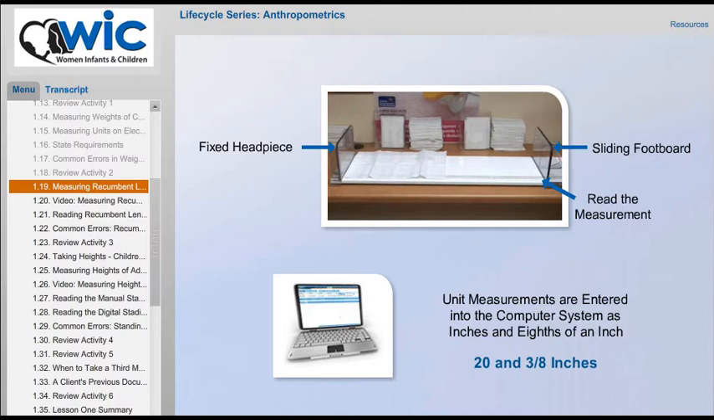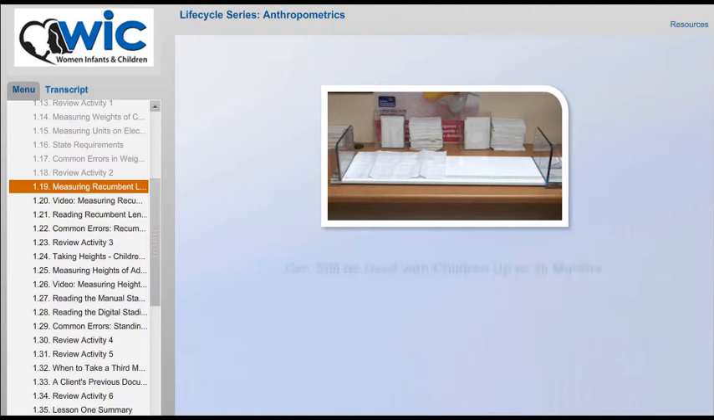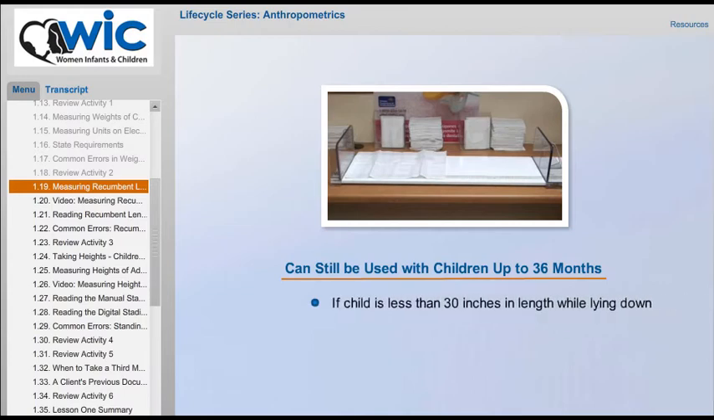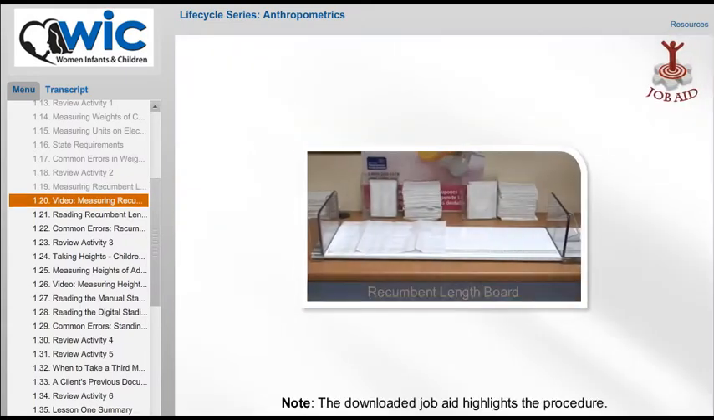As mentioned, this device is typically used with infants and children up to 24 months. However, it can still be used with children up to 36 months if the child is less than 30 inches in length while lying down, or if he has trouble standing on his own due to something like a developmental disability. In this video, you'll see how to measure recumbent length. After watching this video, we'll go over how to read the measurements, as well as rounding them up or down if needed.